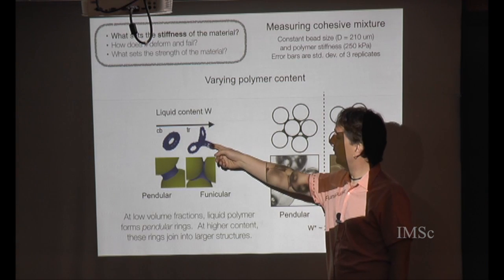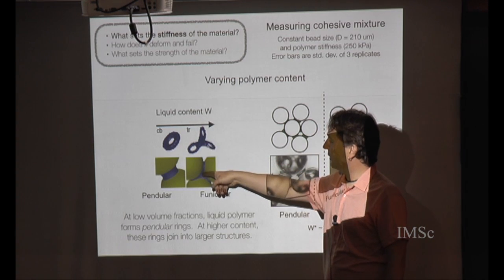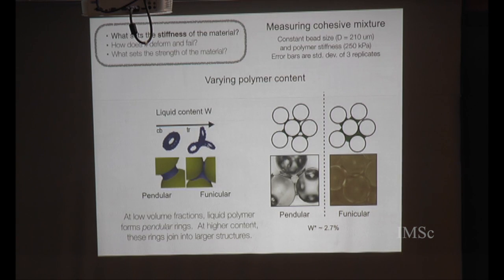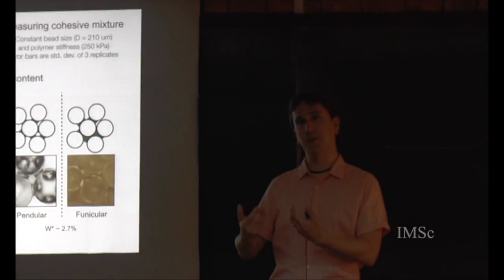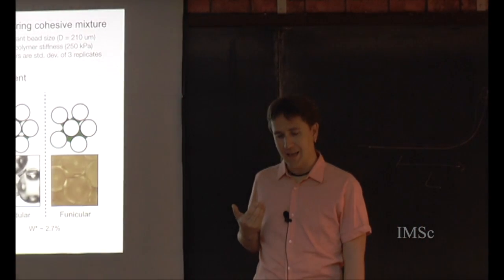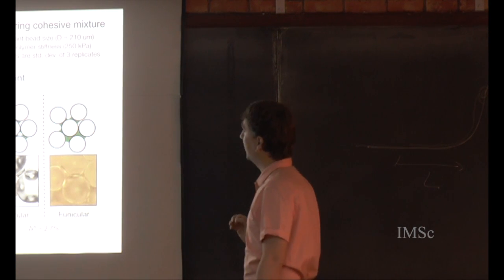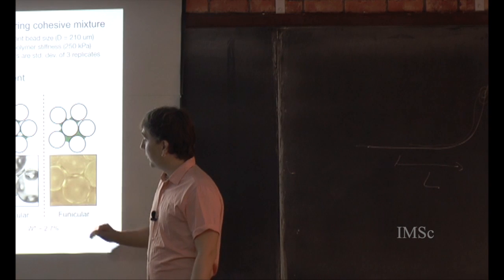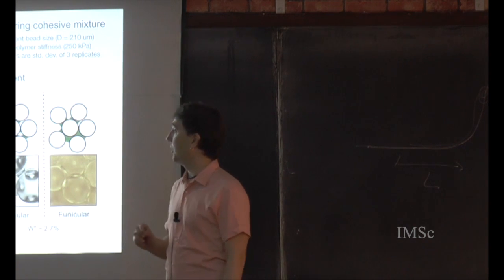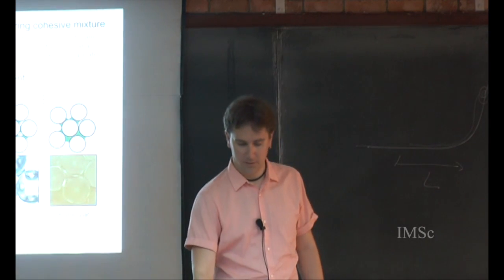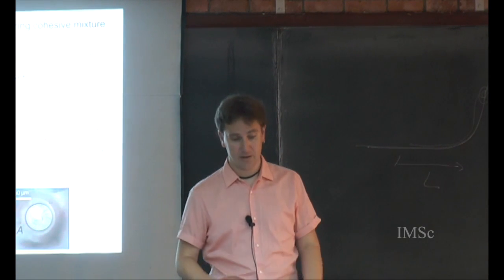And when you start adding fluid to this, it goes into the throats between the particles. So the pendant rings stay approximately the same size, and as you add more and more fluid, you're adding it to a place which is not actually important to the elastic response. So there are 2 fundamentally different regimes, and we find the transition between those in our material at about 3%, which is consistent again with wet granular materials.